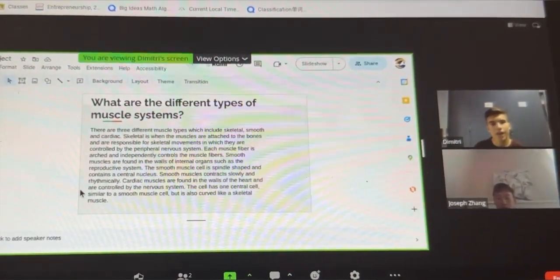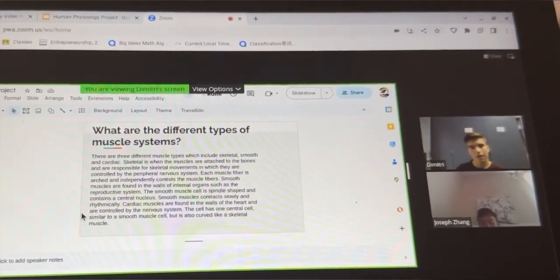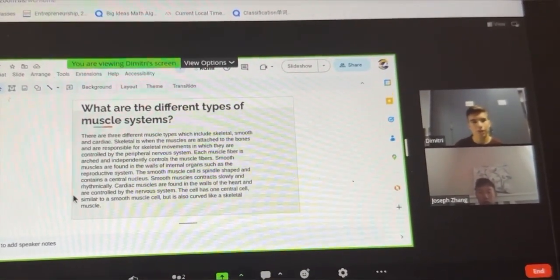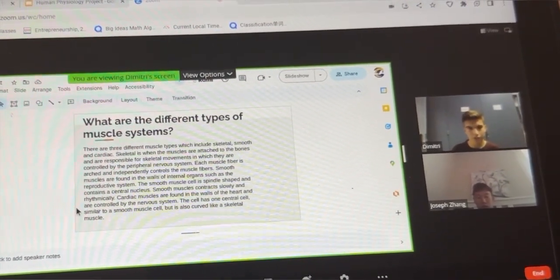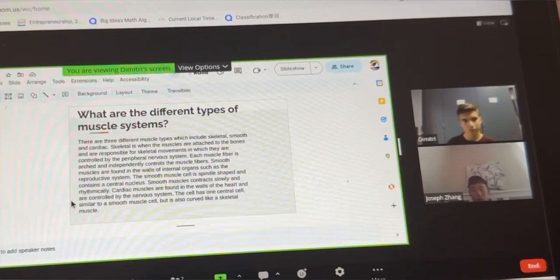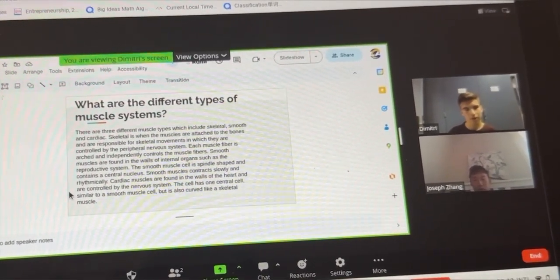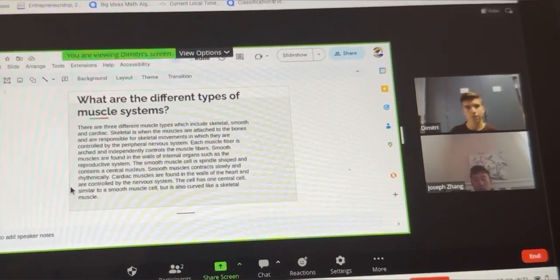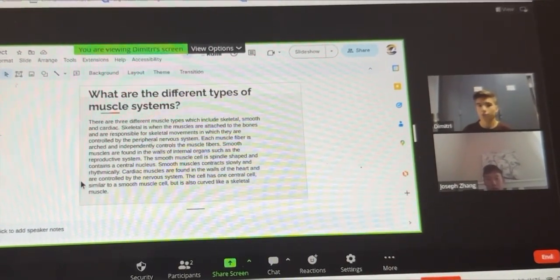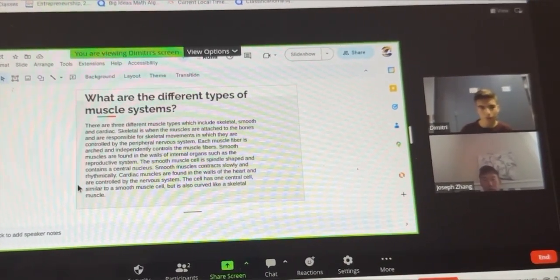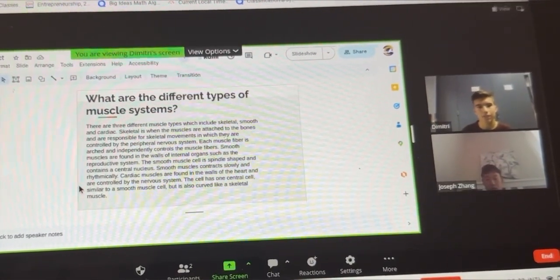What are the different types of muscle systems? There are 3 different types of muscle systems. There is skeletal, there is smooth, and there is cardiac. Skeletal is when the muscles are attached to the bones and are responsible for skeletal movements, in which they are controlled by the peripheral nervous system. Each muscle fiber is arched and independently controls the muscle fibers. Smooth muscles are found in the walls of internal organs such as the reproductive system.